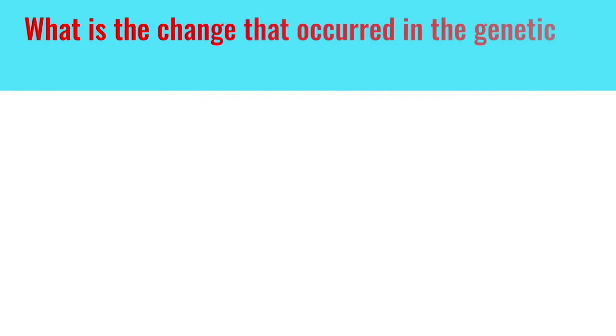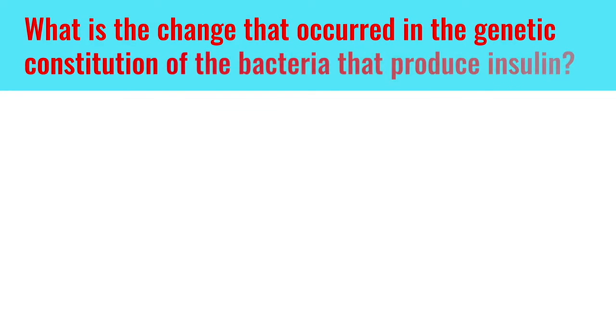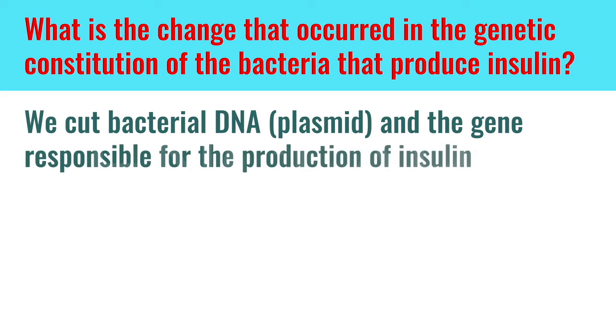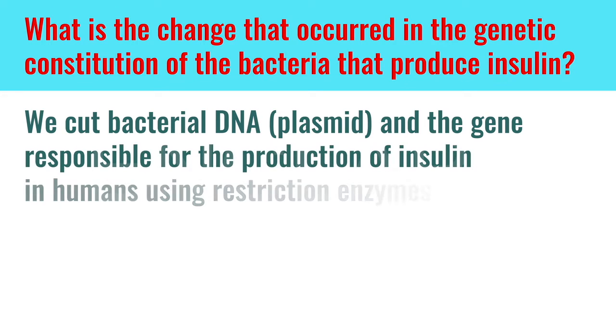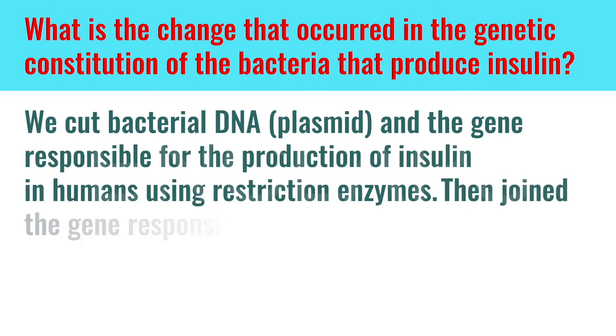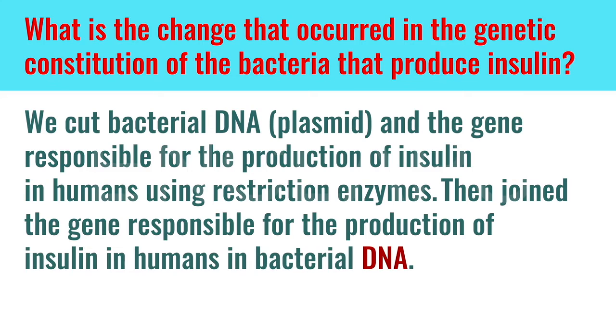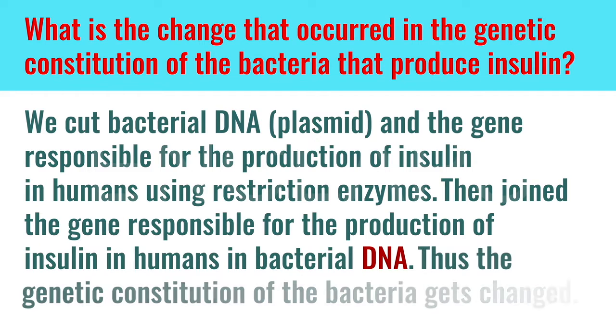What is the change that has occurred in the genetic constitution of the bacteria that produce insulin? We can cut bacterial DNA, that is plasmid, and the gene responsible for the production of insulin in humans using restriction enzymes. Then join the gene responsible for the production of insulin in humans in bacterial DNA. Thus, the genetic constitution of the bacteria gets changed.